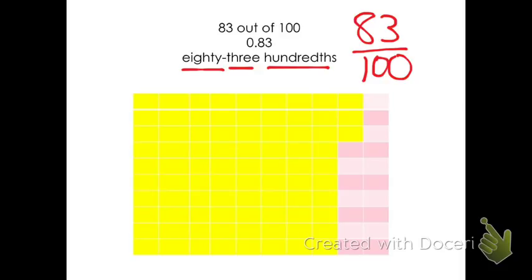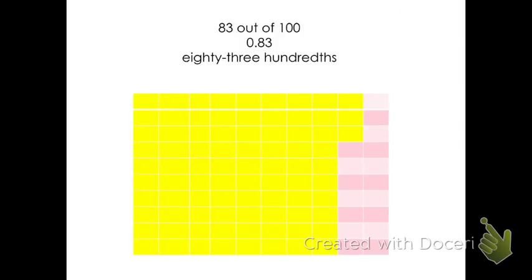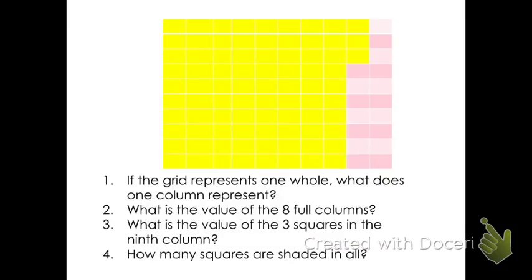And to write it as a decimal, I always like to write my 0, but I don't have to. But I do have to have the decimal point. I read it as 83 hundredths. That means the last digit in the number I'm saying has to end up in the place value that I'm working with. So 83 hundredths, the 3 is in the hundredths place value. Make sure you have that part written down in your notes too.